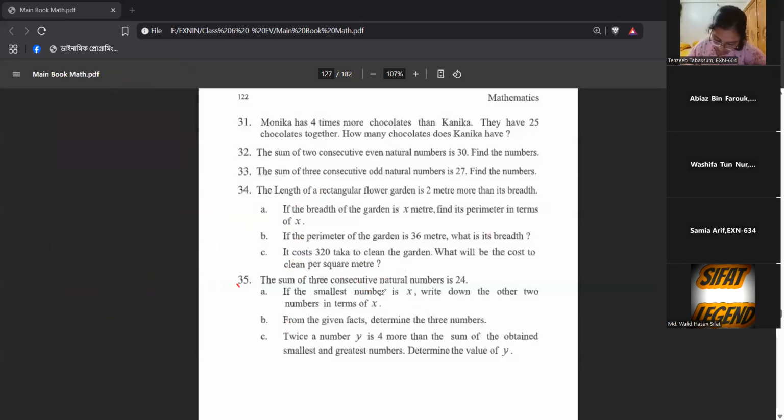35. The sum of 3 consecutive natural numbers. Okay, this is the third variant of the same problem. This time they're saying 3 consecutive natural numbers, not even, not odd. So what is the pattern for 3 consecutive natural numbers? If I say one number is x, the other number is x plus 1, and the other number is x plus 2. There are 3 consecutive natural numbers, right? Because 1 plus 1 is 2, and 1 plus 2 is 3.